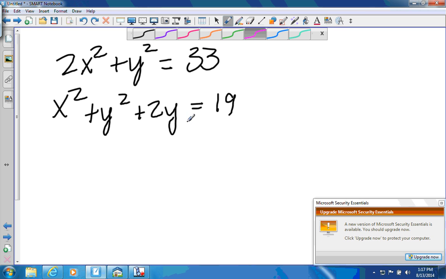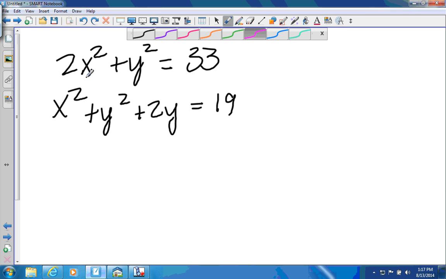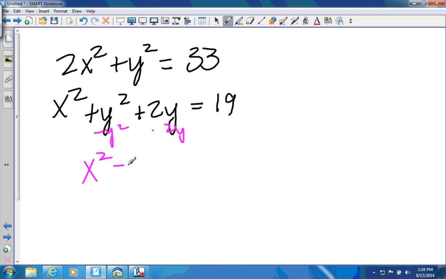If we're going to solve for x squared, take either one of these two. But if you take this one and solve it for x squared, then you have to divide by 2 and make it a fraction. This one has x squared all by itself, so you don't have to worry about it. So you just have to subtract y squared and subtract 2y. So that's x squared equals y squared minus 2y plus 15.